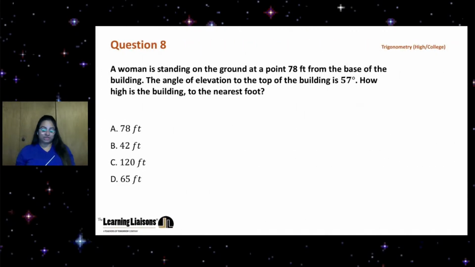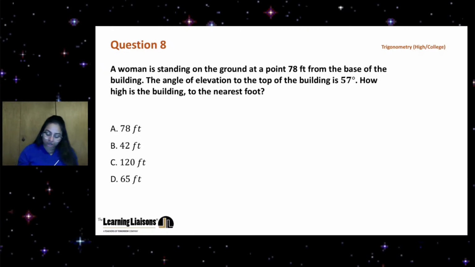Okay, so here we have a woman standing on the ground at a point 78 feet from the base of the building. And then the angle of elevation to the top of the building is 57 degrees. How high is the building to the nearest foot?